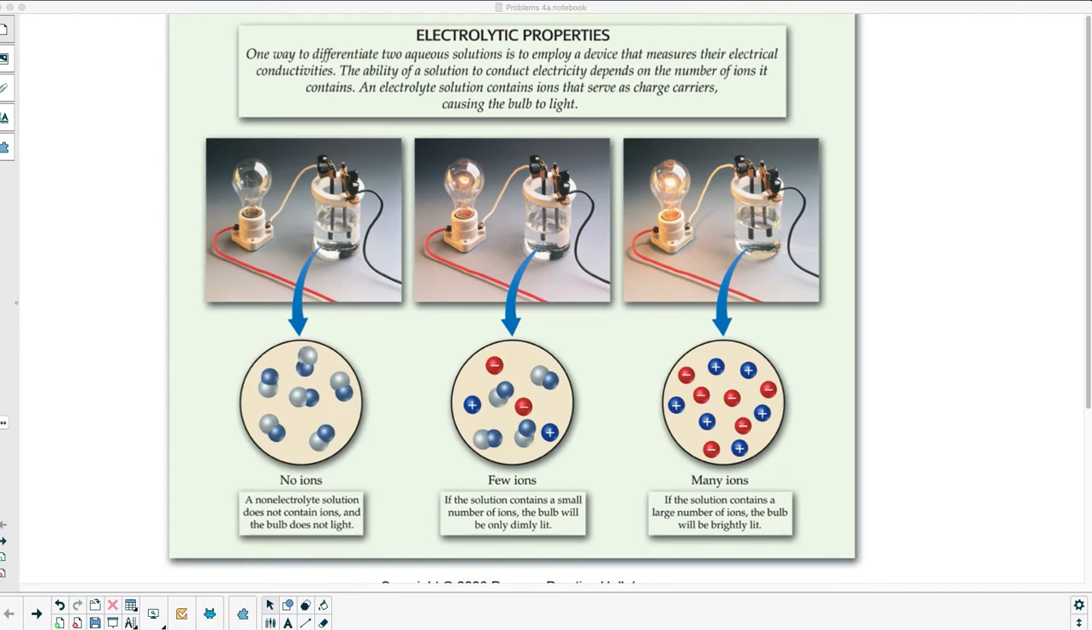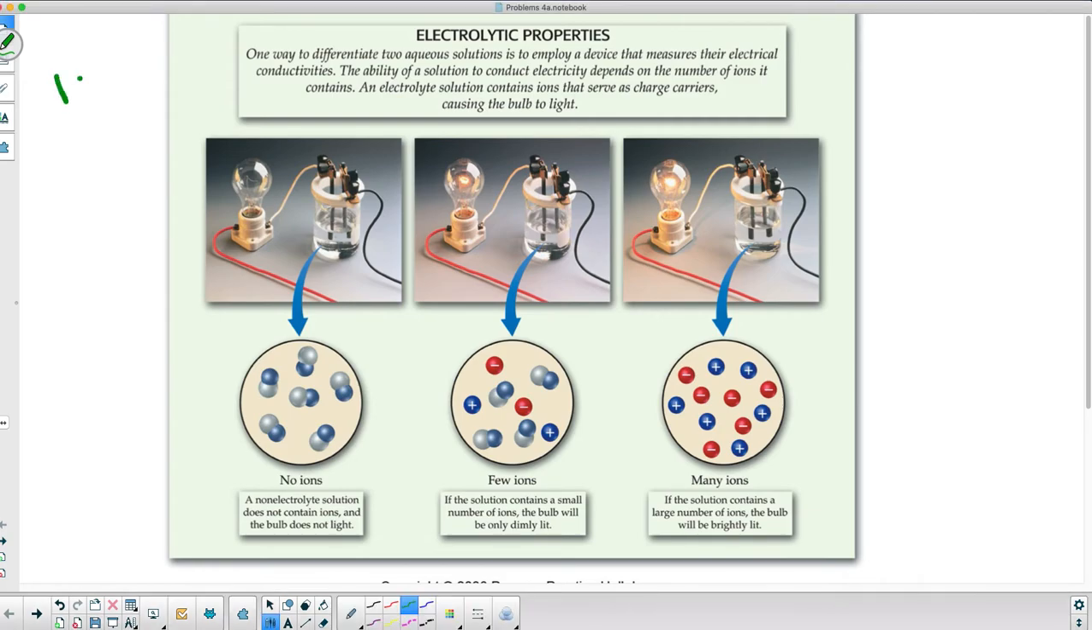This is for a problem set. This is a picture from page 1. Here we go, page 123. This is about electrolytic properties.